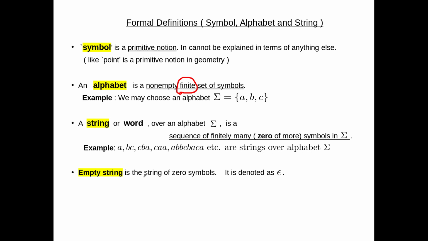And as I mentioned before, we also consider the string of 0 length, and that we denote by this epsilon. Again, this is a notational convention. We always use this epsilon to denote the empty string.